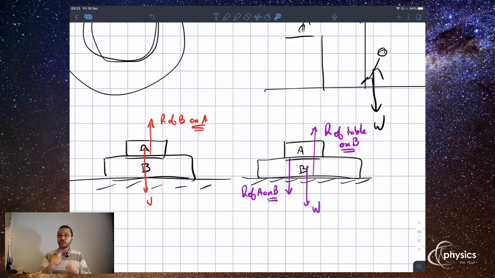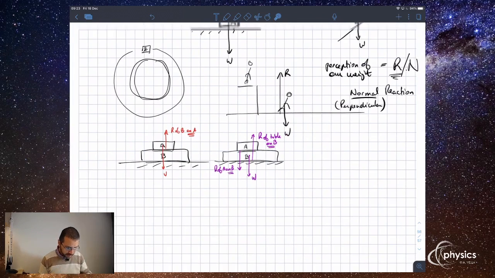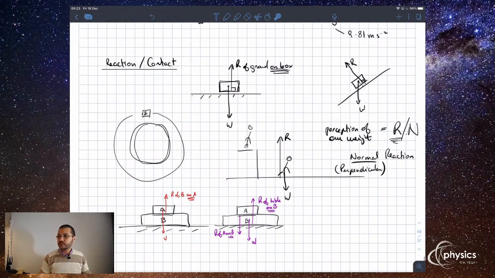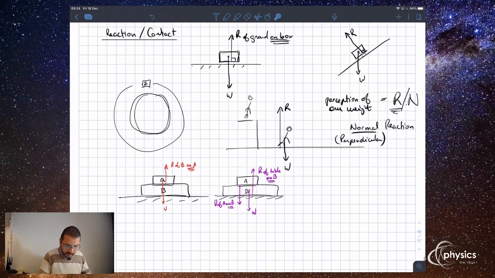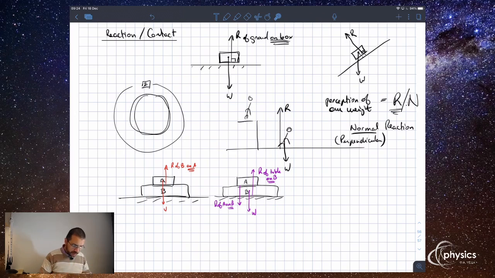So the weight and the reaction are never a Newton's third law pair. Reaction forces have a Newton's third law pair as a reaction force as well, which we will discuss later. So that's about reaction forces. Be careful, because reaction forces are very, very important. Reaction force is also a dynamic force, so it changes its magnitude according to the situation. Sometimes it is equal to the weight, sometimes not.